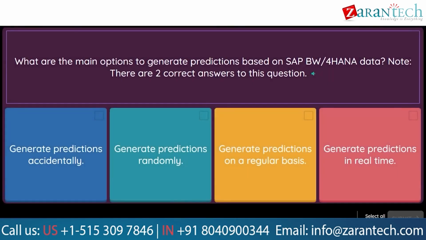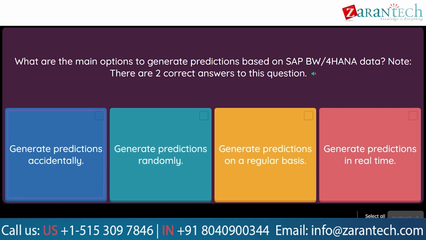Question: what are the main options to generate predictions based on SAP BW/4HANA data? Note, there are two correct answers to this question. Option 1: generate predictions accidentally. Option 2: generate predictions randomly. Option 3: generate predictions on a regular basis. Option 4: generate predictions in real time.